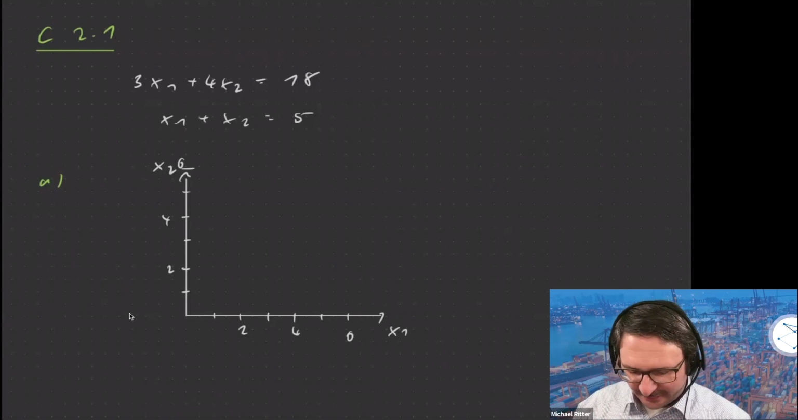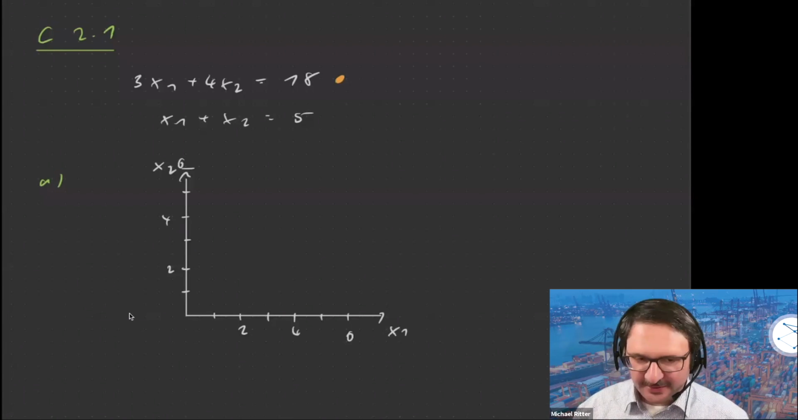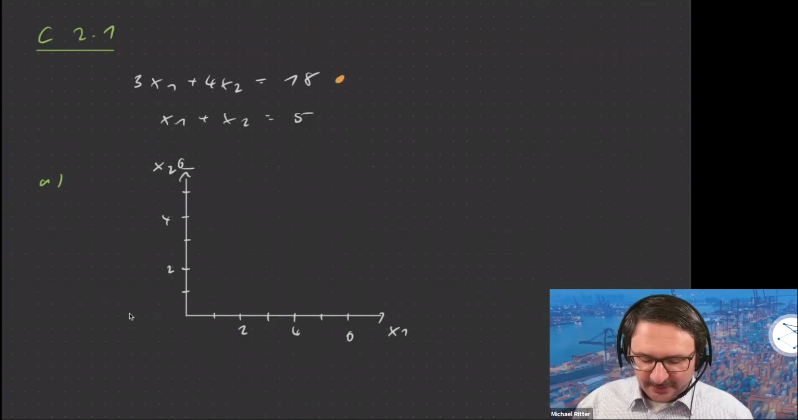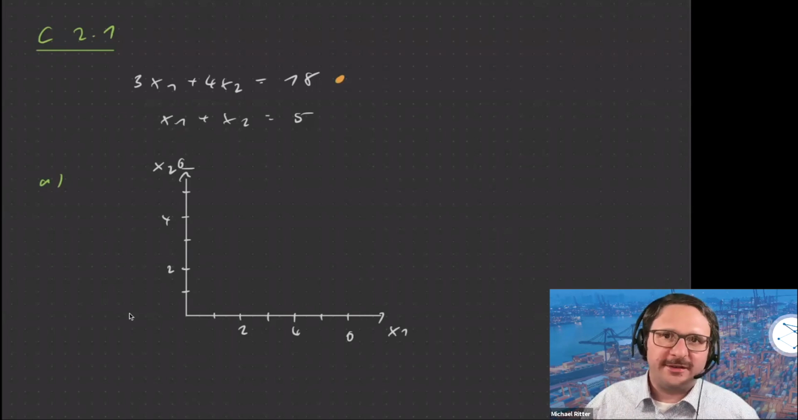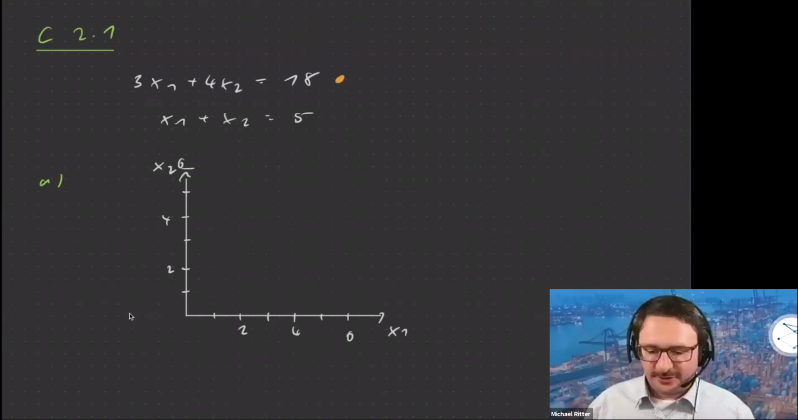We'll start with this line here. I'll do this in orange. If you already know that that is a line, one of the easiest ways to draw that line is probably to just find 2 points that are on that line and then connect those.